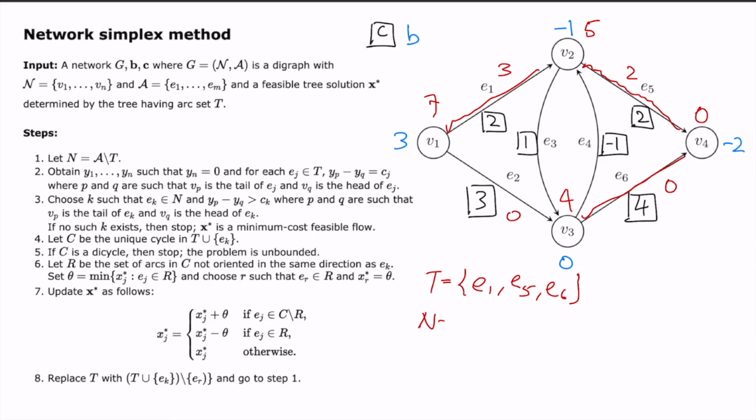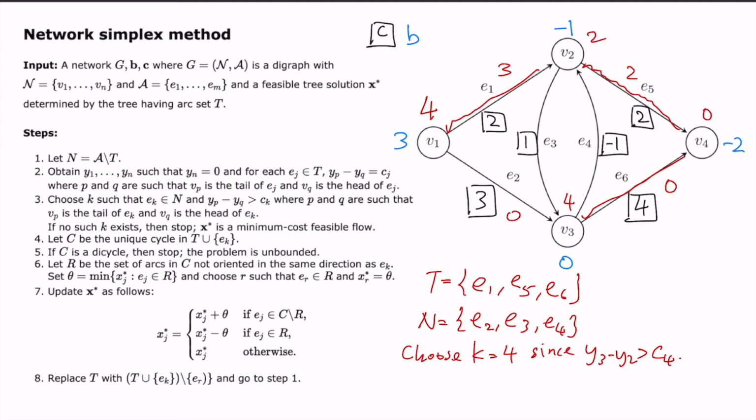Now the set N will consist of E2, E3, and E4. And we need to compute the y values again. So y4 is 0, y3 needs to be 4, y2 needs to be 2, and y1 needs to be 4. We can quickly see that y3 minus y2 is bigger than the arc cost on E4. So we're going to choose k equal to 4. And we add this arc in.